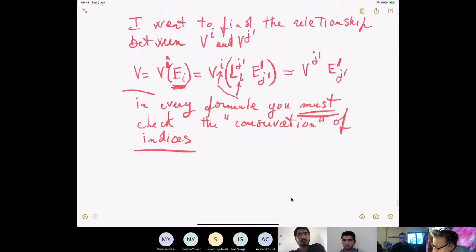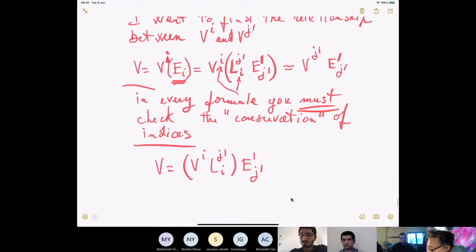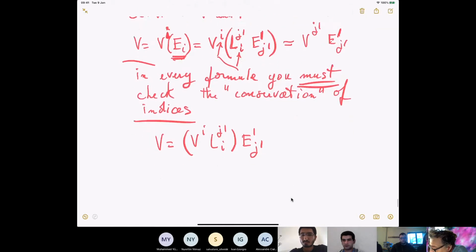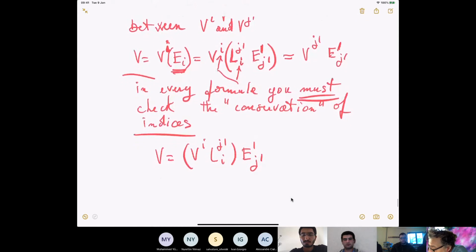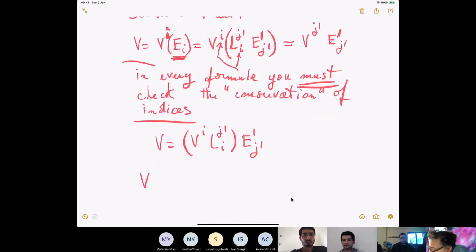Okay, so at the end of the story, V is equal to V^i. You can use associativity of sum and product. So we can write in this way. Okay. I hope that this is not a problem for you. You know, okay, maybe it is worth that we spend some time on this.